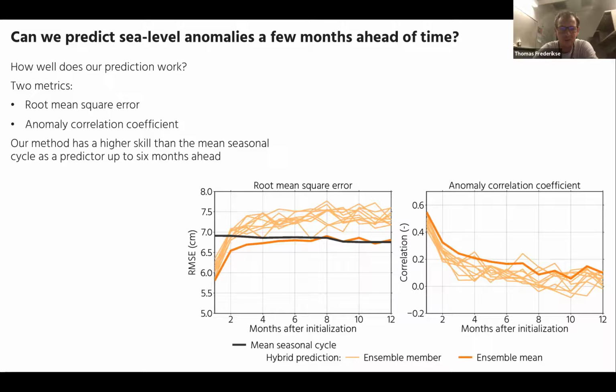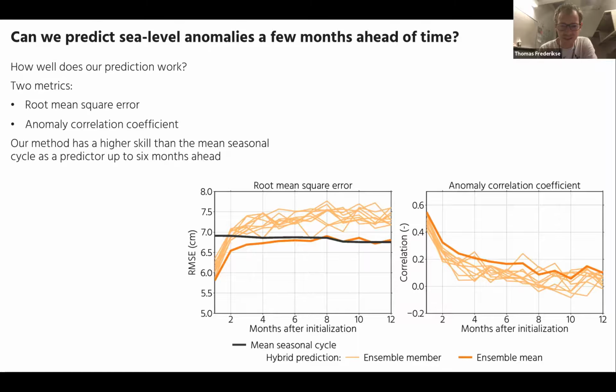And so we can assess how well we do this. We can look at the root mean square error with respect to observations, and we can look into the correlation between the anomalies with respect to the mean seasonal cycle versus observations and predictions. And here you see the root mean square error relative to after initialization. So if we predict 2 months ahead, we make this error, and then we just go back. You can see that for the first few months, we seriously do a better job than the mean seasonal cycle in predicting sea level.